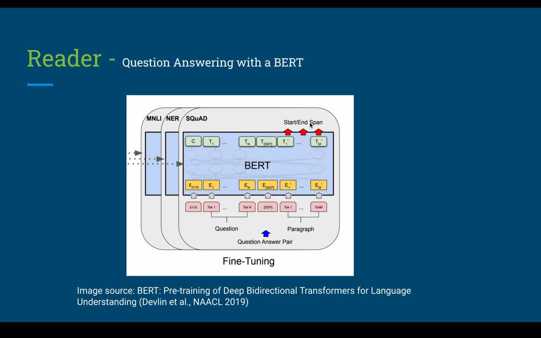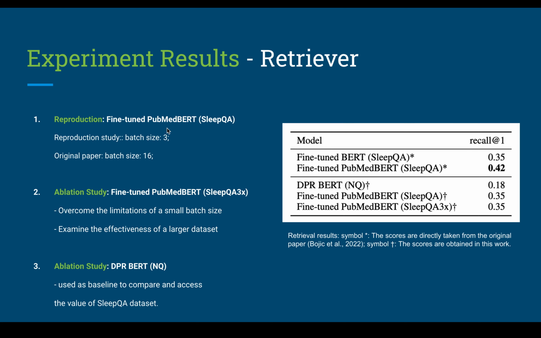For the retrieval task, I've done 3 experiments. The top part here shows the author's results, and the bottom part is from my study. The first is to replicate the retriever results. My fine-tuned PubMedBERT only got a recall at one score of 0.35 as compared to the author's 0.42, although it matched the score of the author's fine-tuned BERT.